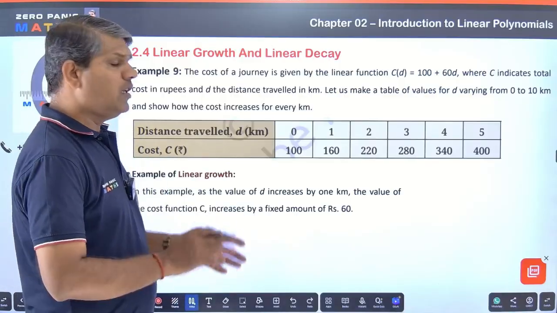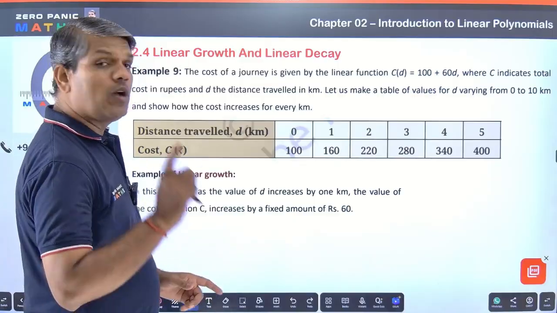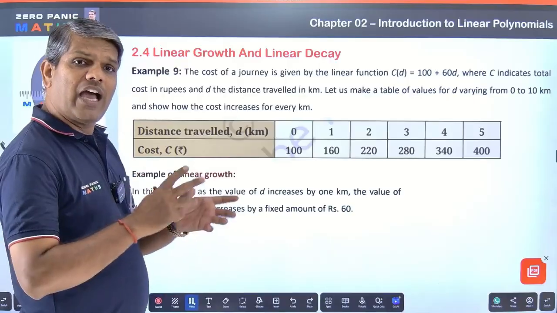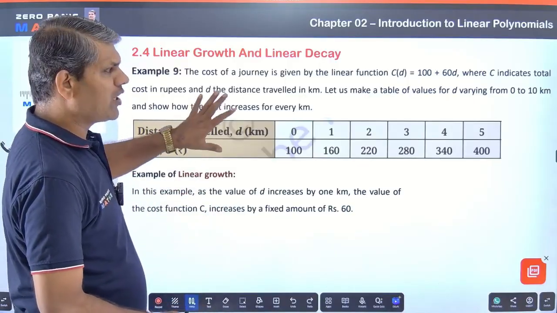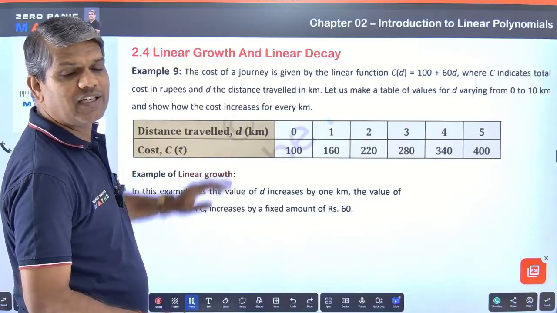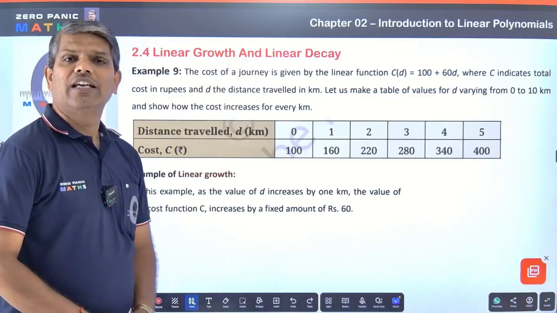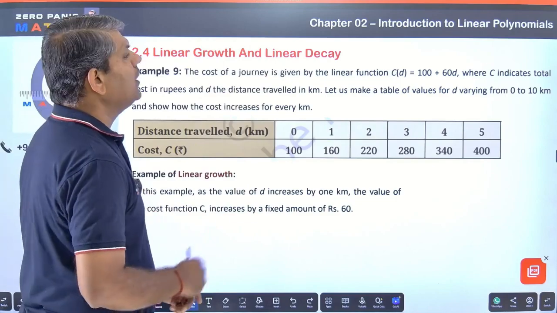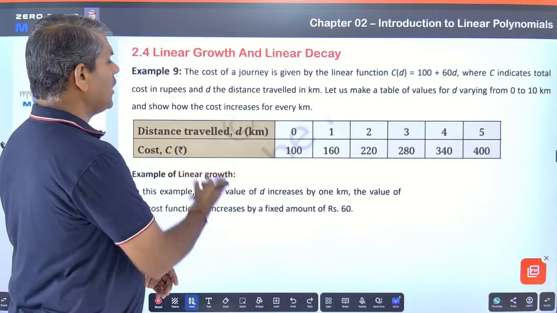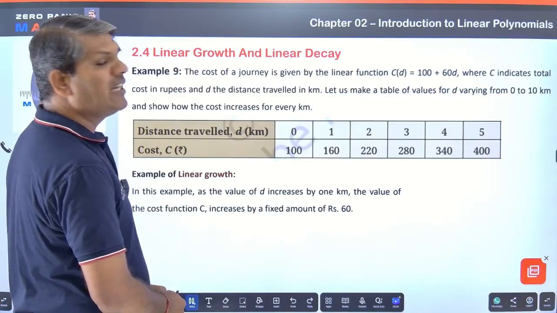If you have not watched that video, I suggest you please watch it, because there we have discussed a lot of such examples which will help us in understanding these concepts of growth and decay in linear patterns. The link is given in the description. You can watch that video. Now let us continue our discussion quickly on linear growth and linear decay.